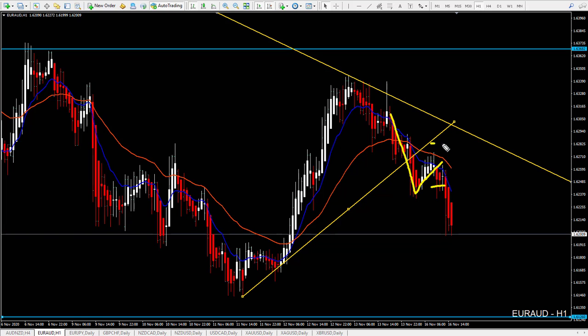Entry probably here, stop loss above. And then we, of course, target this support. If you miss this, you have another option. Yes, just wait for another setup. 1 hour chart, 1 to 3.